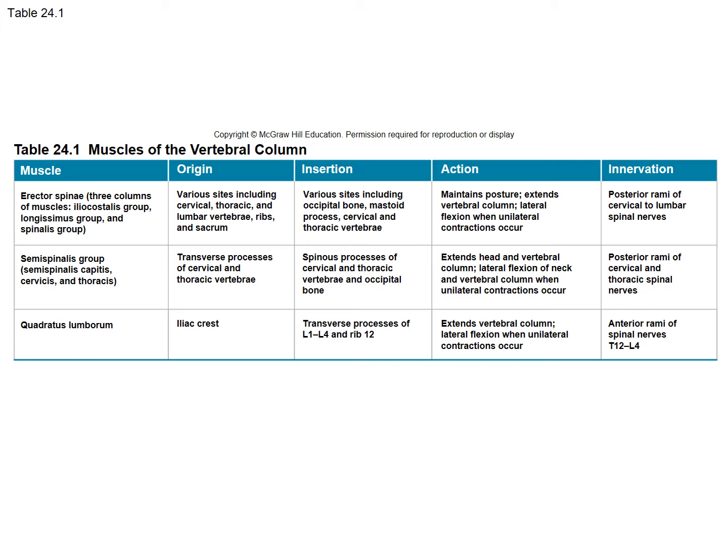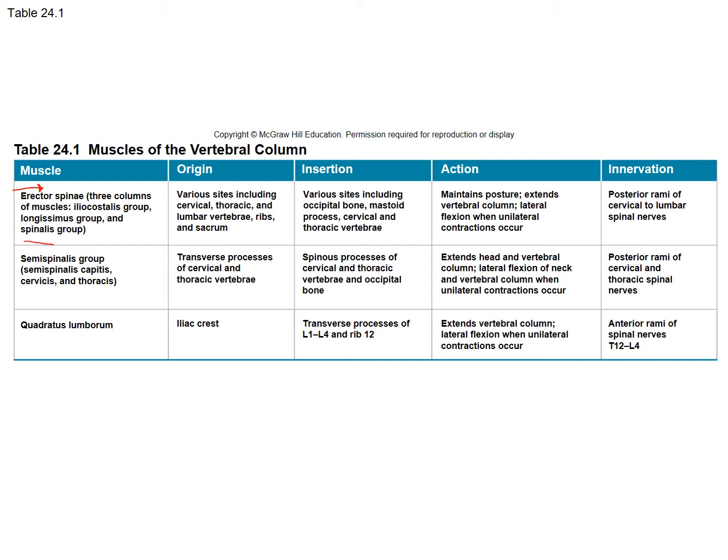Okay, today we're going to continue the muscles of the vertebral column. There is an important muscle called erector spinae. Erector comes from erection, as you know. So the erector spinae muscle is like three columns of muscle. It includes the iliocostalis group, longissimus, and spinalis.